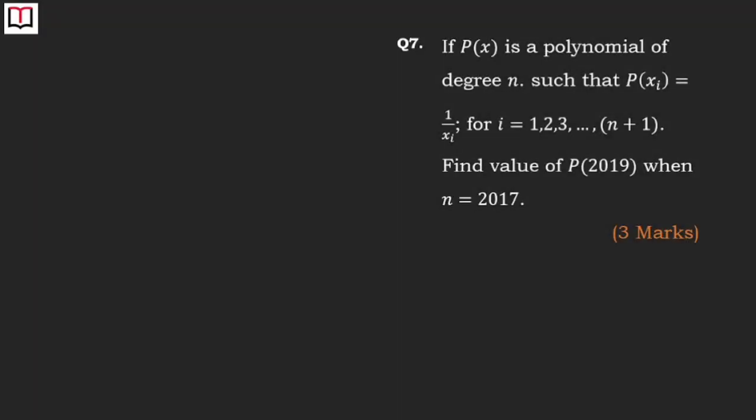Today we are going to solve our next question. I estimate this question to be at the level of a 3 marks question. The question is: if p of x is a polynomial of degree n, we are given that p of xi is equal to 1 by xi for all i going from 1 to n plus 1.